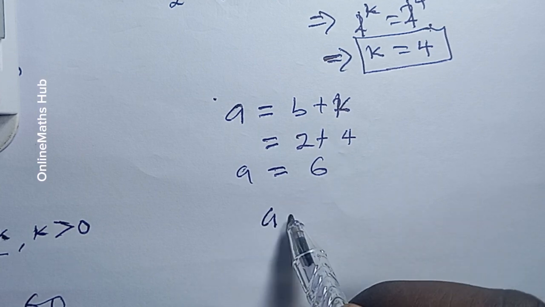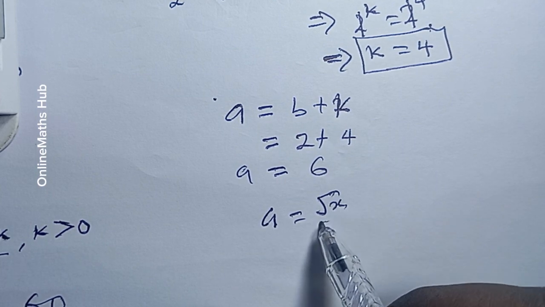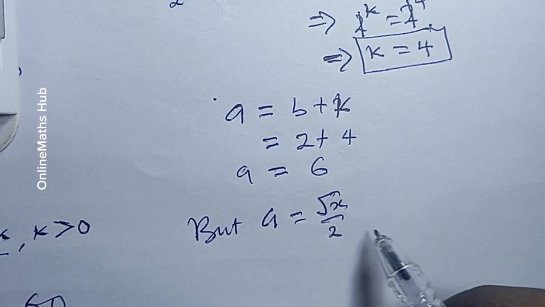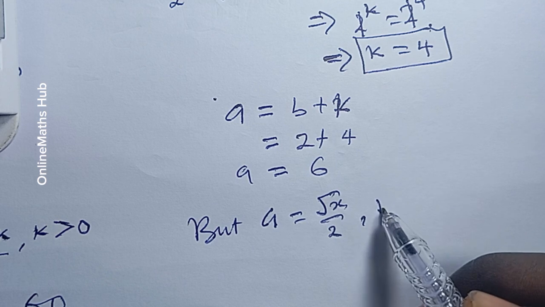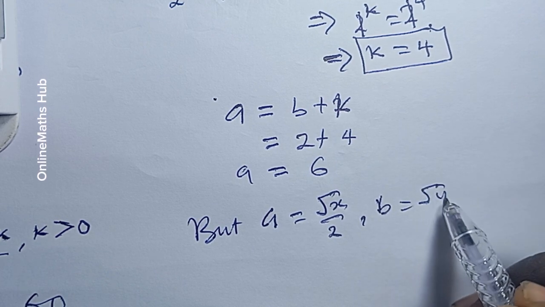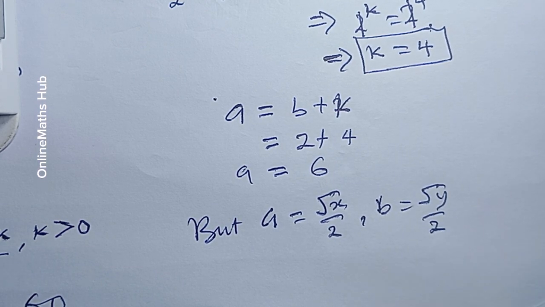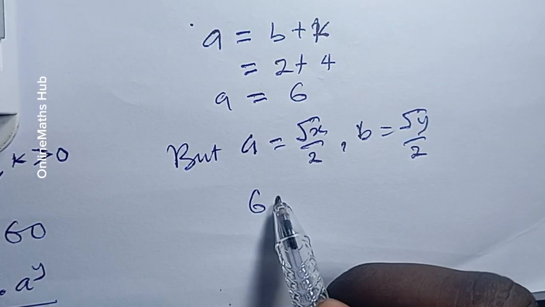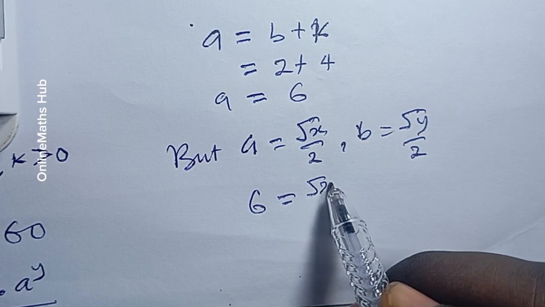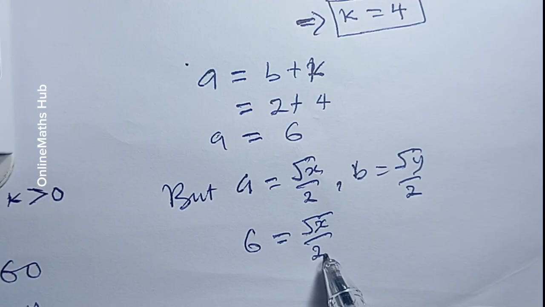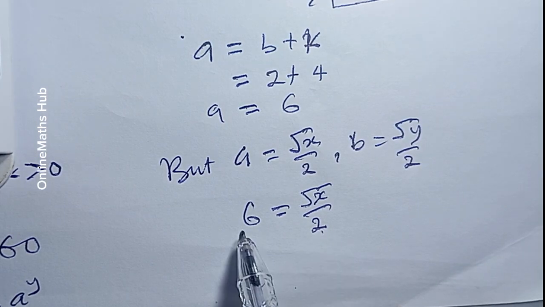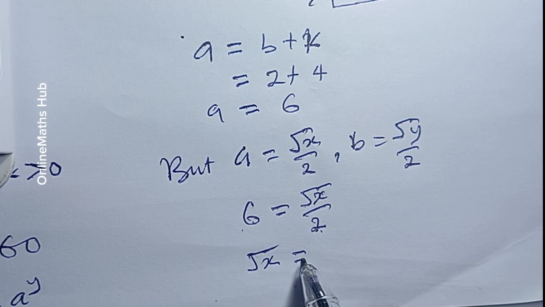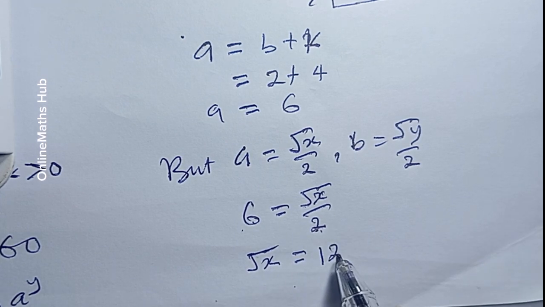So we actually set our a to be equal to root x divided by 2. Okay, so let me see, a is equal to root x divided by 2, and then b is equal to root y divided by 2. Okay, if we start making these substitutions right here, a is equal to 6, which will be equal to root x divided by 2. And then if we do cross multiplication, 2 times 6 right here will give us 12. So root x is now equal to 12.